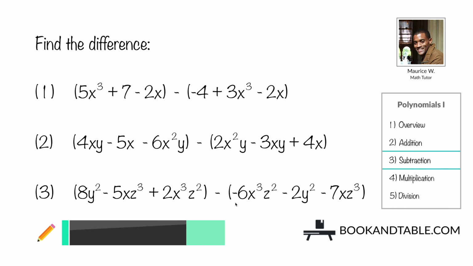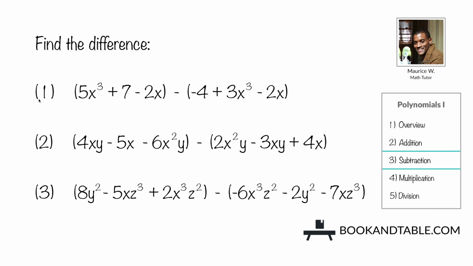Let's have you try a few practice questions. Question number 1. Find the difference of 5x cubed plus 7 minus 2x minus -4 plus 3x cubed minus 2x. Question number 2. Find the difference of 4xy minus 5x minus 6x squared y minus 2x squared y minus 3xy plus 4x.